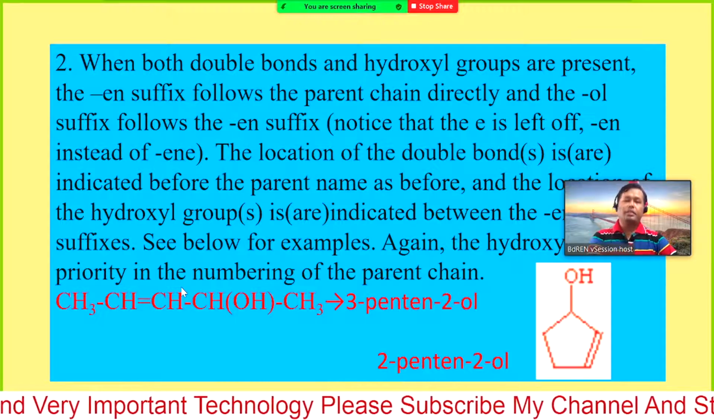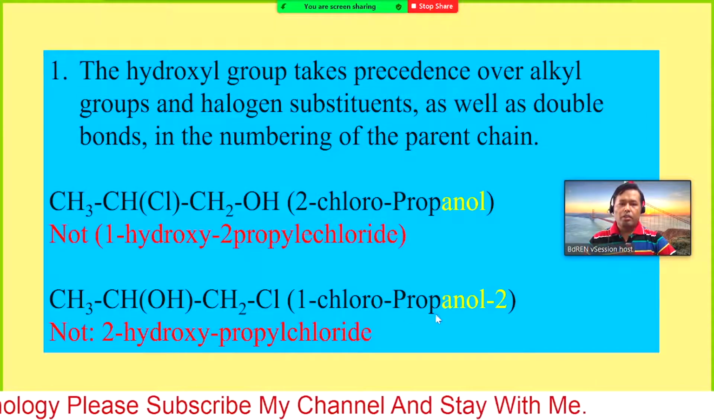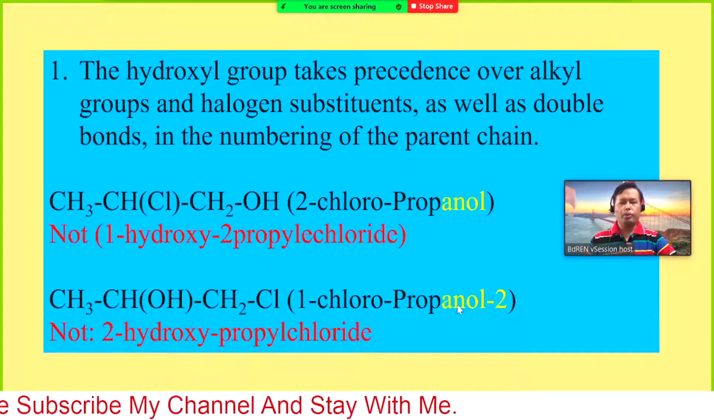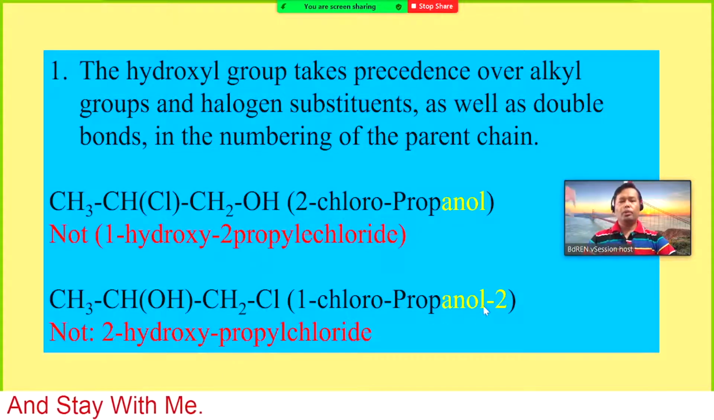Okay. Can we write it as chloropropa 2 ol? Propan-2-ol. Yes. Propan-2-ol. Yes, that is also okay.